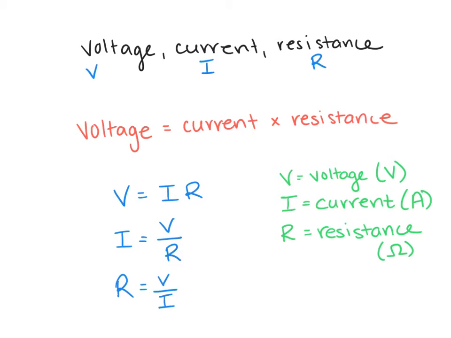So there is Ohm's law. Usually when you see Ohm's law, it will be in this form here, V equals IR. But we can rearrange it to find current or resistance, depending on what the question is asking. So let's go through a couple examples.